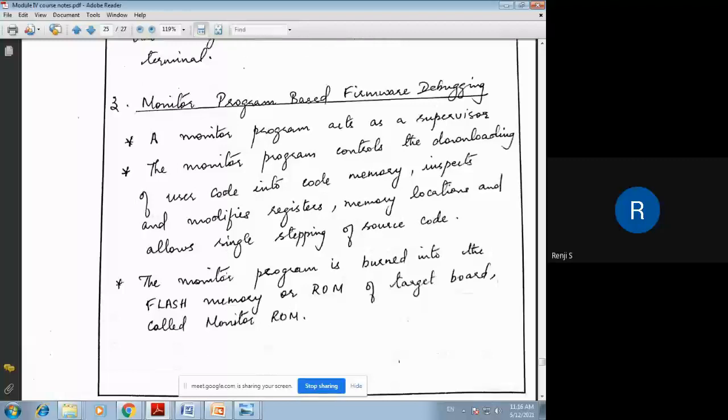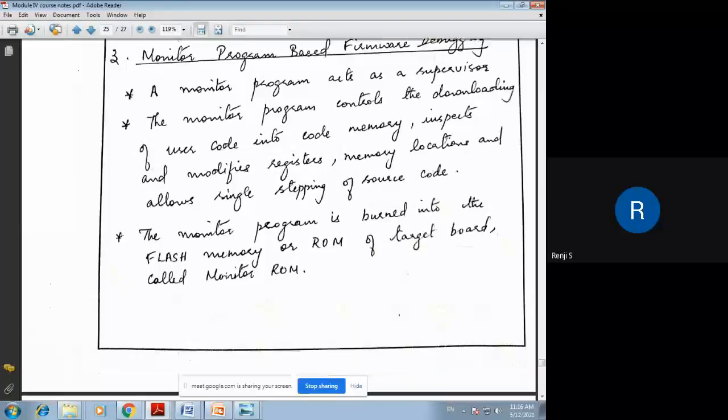And this monitor program will be burnt into a flash memory or ROM of the target board, and that ROM is called the monitor ROM. Once it is plugged into the target board, it helps us to debug the firmware flow by stopping the firmware in between and testing the register content. So this program that helps us to monitor the program flow is called the monitor program, and it will be burned into a ROM called the monitor ROM, and plugged into the target board. So that is one method. Using a monitor program, you can debug the firmware.